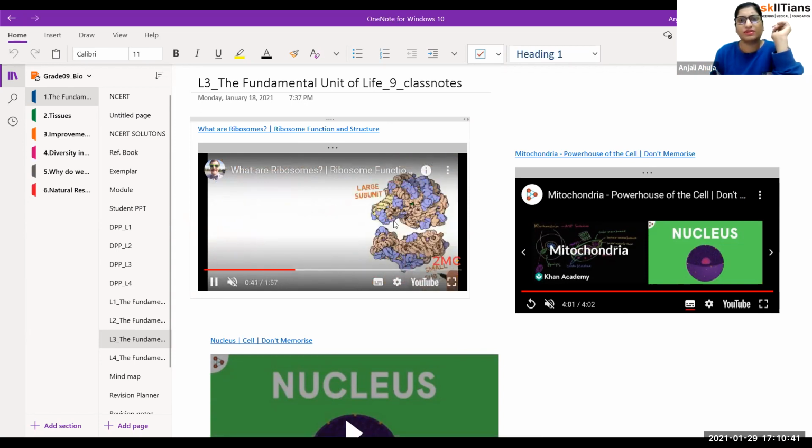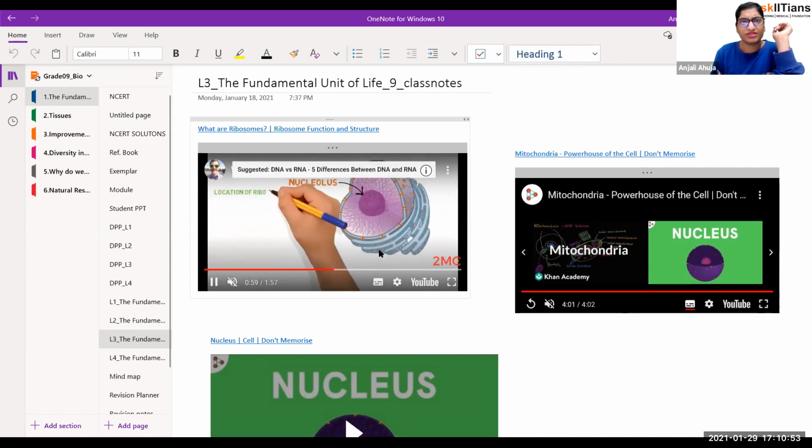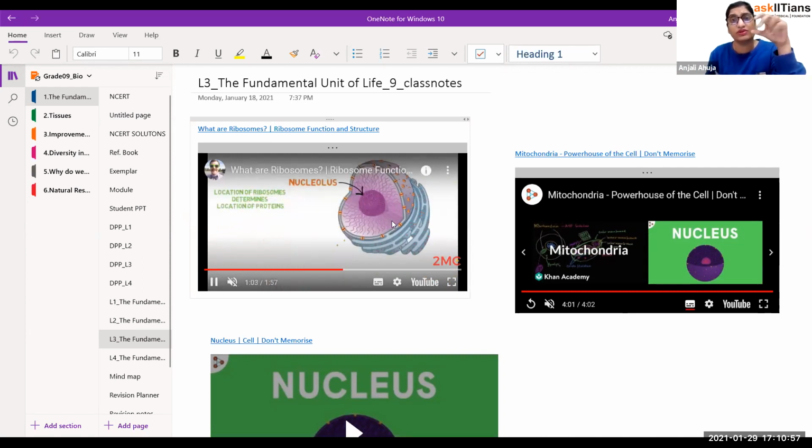So these are the two subunits, large and small subunit. Both subunits consist of protein and RNA, and RNA in the ribosome is called ribosomal RNA or rRNA. I don't think too much information is needed on this, but the next thing they're talking about is the place, the nucleolus. In the nucleus, there is a nucleolus. That's the place where ribosomes are found. So here free floating ribosomes come out.